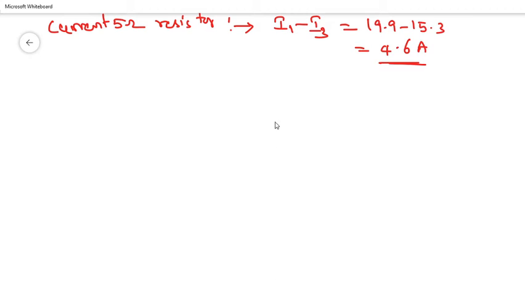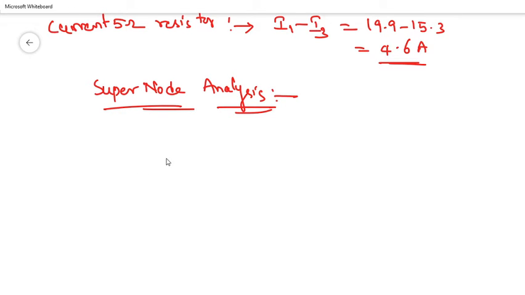Yeah. So next we'll go for supermesh, and we just now finished the supermesh analysis. So now we'll go for supernode analysis. Nodal analysis we already know, which can be applicable where two or more points are connected at a particular point, that will become a node. And wherever a node forms, then we are going to apply KCL there.